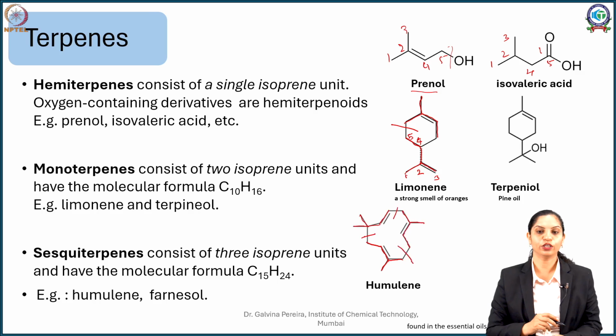Precisely 3 molecules of your IPP joined to each other to give you humulene. Now when you see monoterpenes or sesquiterpenes, they are low molecular weight, they are aromatic, they have a nice essence. If I am talking about lemon or limonene, it gives you a strong smell of oranges. When I say terpenol, it is your turpentine smell. So these monoterpenes and sesquiterpenes as well as your hemiterpenes are volatile compounds by their nature, but as the molecular weight increases, their volatility decreases.